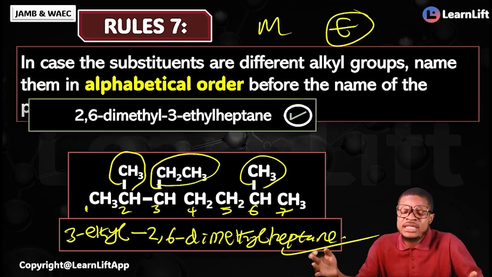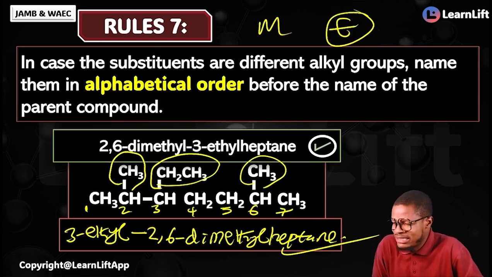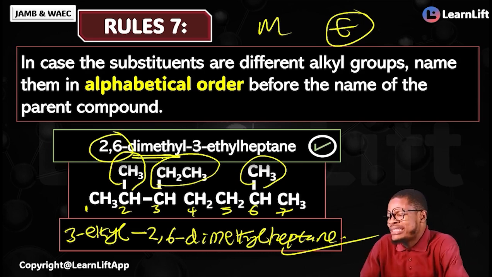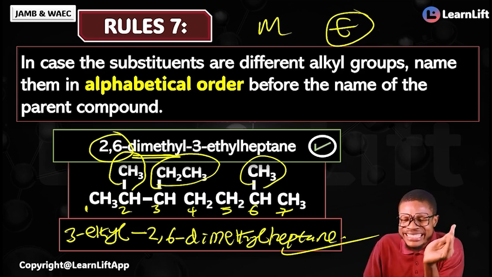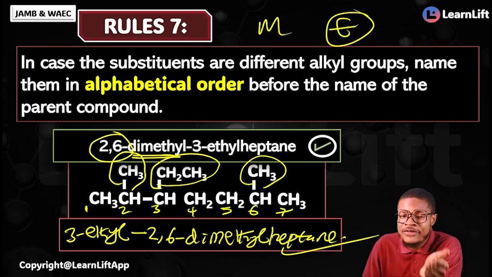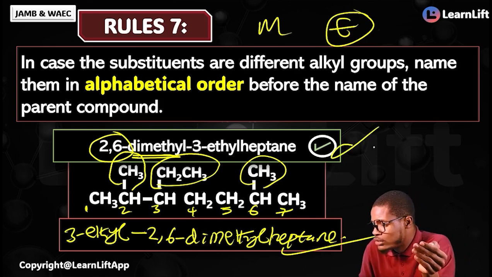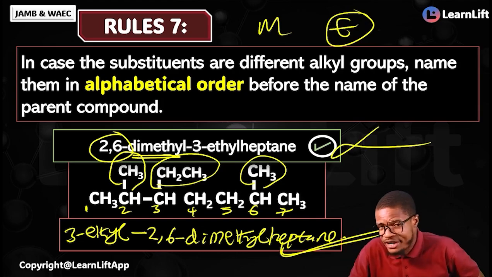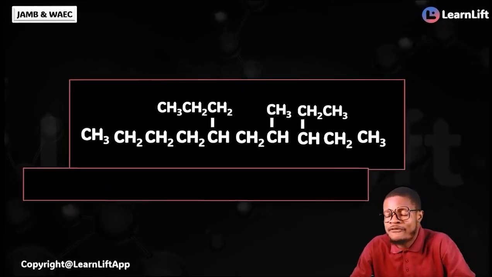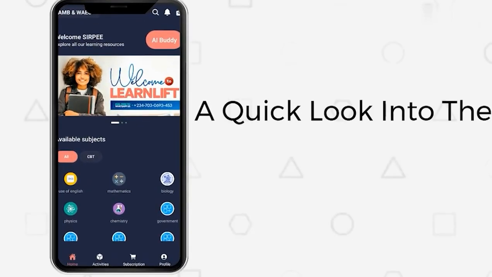Okay. What about if, sir, I decide to write mine like this as 2,6-dimethyl? I told you that methyl and ethyl, which one will come first? Alphabetically, ethyl will come first before methyl. So this one is wrong. This is the one that is correct. Does it make sense? If you get that very fast, name this compound for me very quickly.